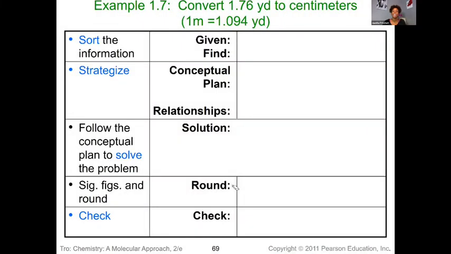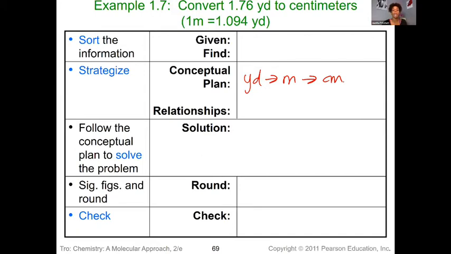Okay, let's look at this problem here. It says we're converting from 1.76 yards to centimeters. Always ask yourself, can I solve this in one step? If the answer is no, we know we're going to need multiple conversion factors strung together. In this case, I can't go directly from yards to centimeters, but I do see a relationship between yards and meters, and then subsequently meters to centimeters. This tells me it's going to take 2 steps to solve this problem.